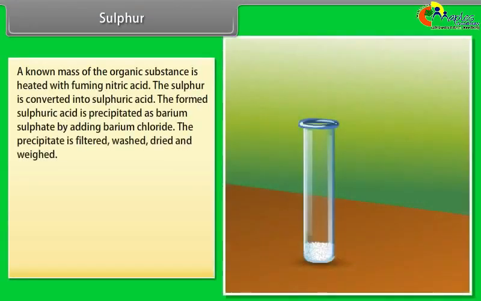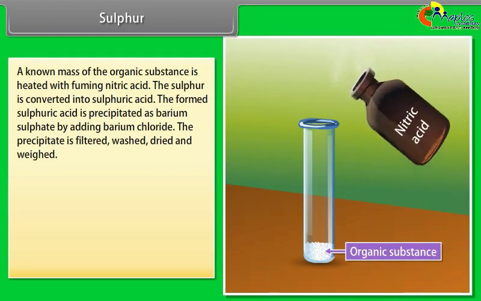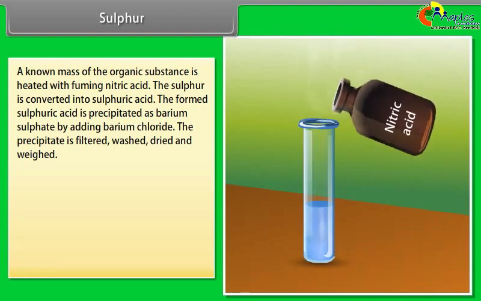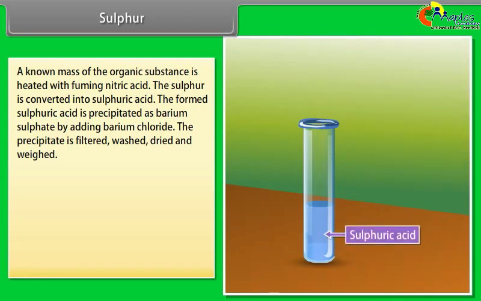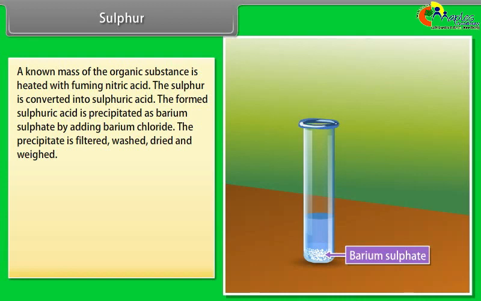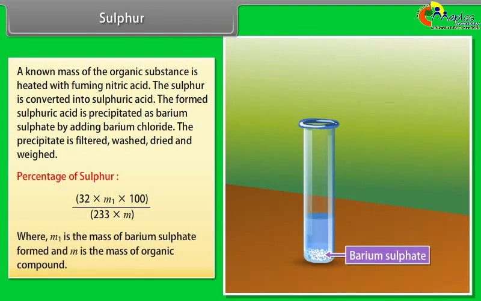Sulfur. A known mass of the organic substance is heated with fuming nitric acid. The sulfur is converted into sulfuric acid. The formed sulfuric acid is precipitated as barium sulfate by adding barium chloride. The precipitate is filtered, washed, dried and weighed. Percentage of sulfur is 32 into M1 into 100 divided by 233 into M, where M1 is the mass of barium sulfate formed and M is the mass of organic compound.